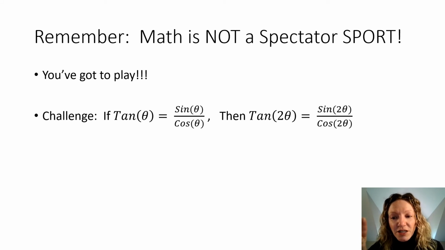And you now have lots of different formulas for sine 2 theta and cosine 2 theta. So substitute them in, do a little simplifying, and see if you can come up with a formula for tan of a double angle. Have fun playing.